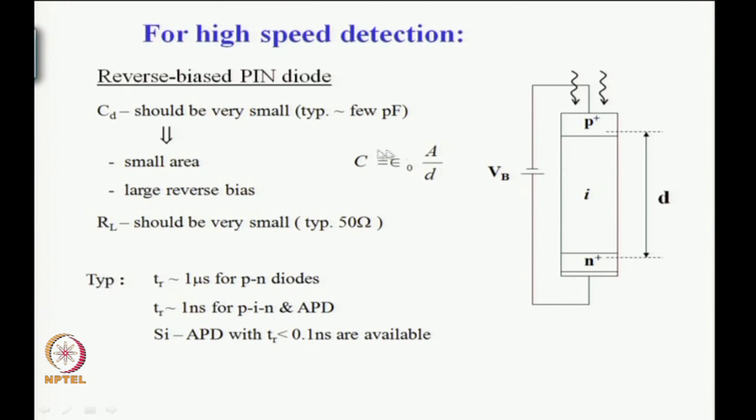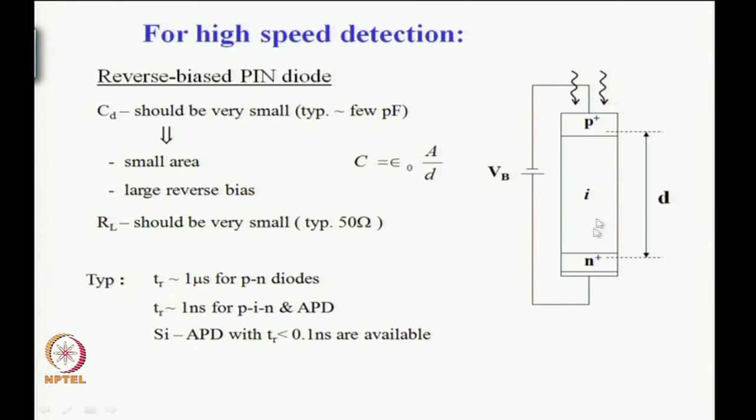Small area of the photodetector also helps. As you know, a parallel plate capacitor has a capacitance given by C equal to epsilon 0 A by D. A is the area and D is the separation between the capacitor plates, and a large reverse bias leads to a relatively large D. We can look at this diagram here.